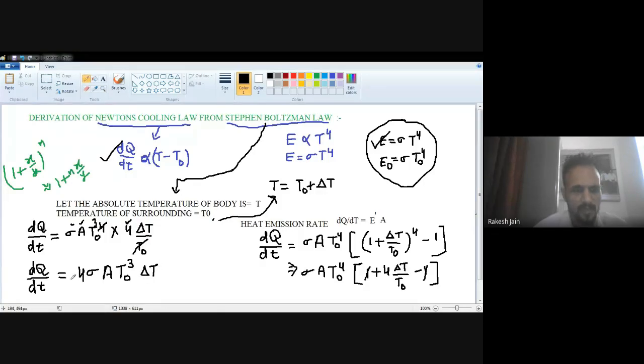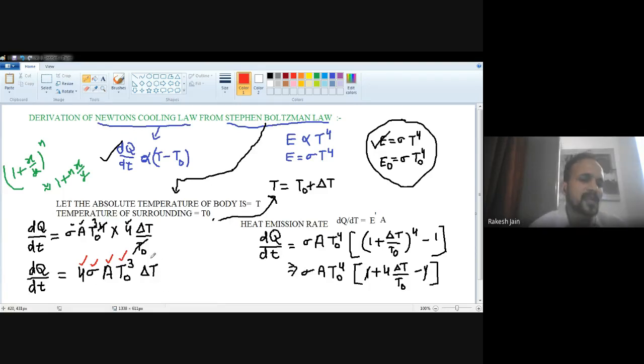So see very carefully. This 4 is a constant. This sigma is a constant, that is 5.867 multiplied by 10 to the power minus 8. A, the cross sectional area, is always a constant thing. The surrounding temperature is of fixed value. The room temperature, like 23 degrees Celsius or 32 degrees Celsius, is a particular room temperature. So this is also a constant.